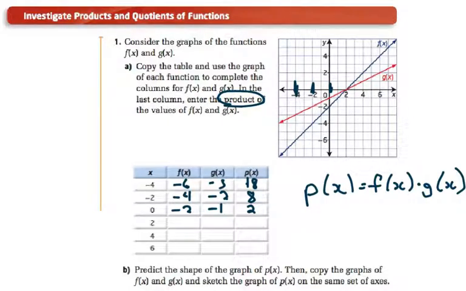Continuing on down the line, just going to speed things up a little bit to get through them. At 2, both f and g are at 0, so p would also be at 0. At 4, f is at 2, g is at 1. Multiply those, p would be at 2. Last, at 6, f is at 4 and g is at 2. Means p would be at 8.